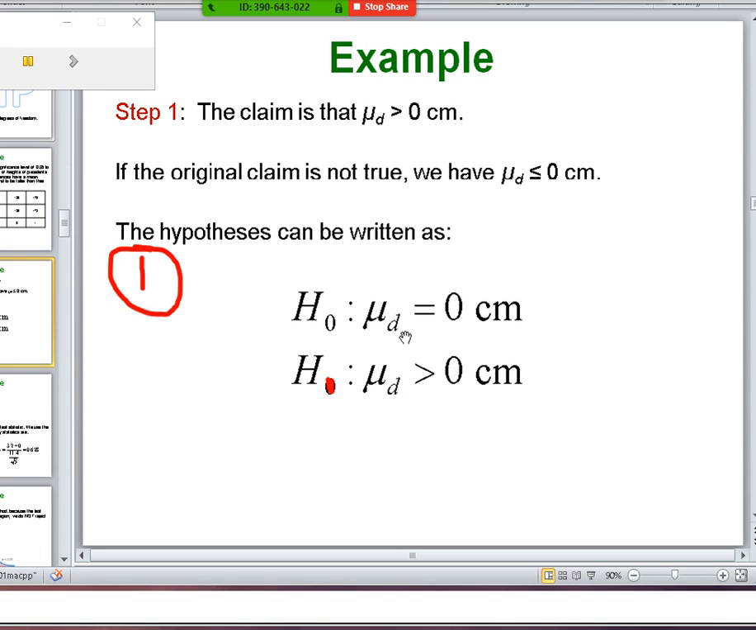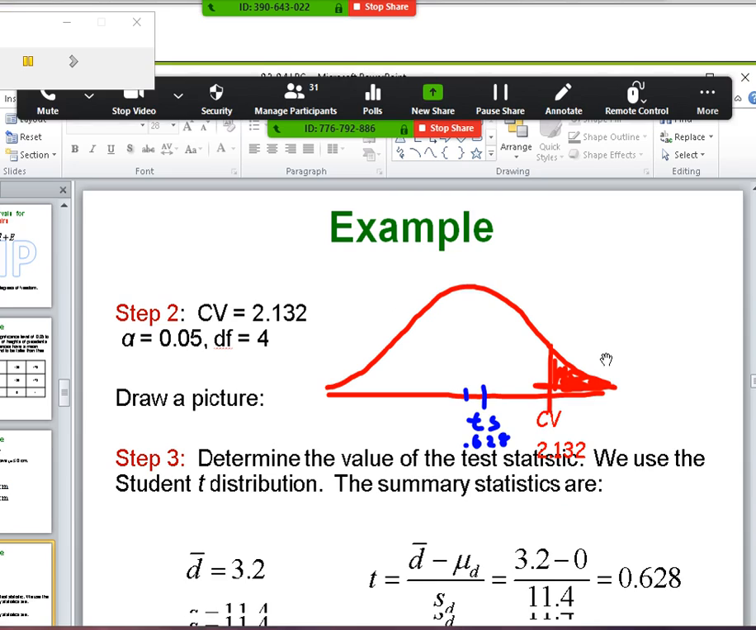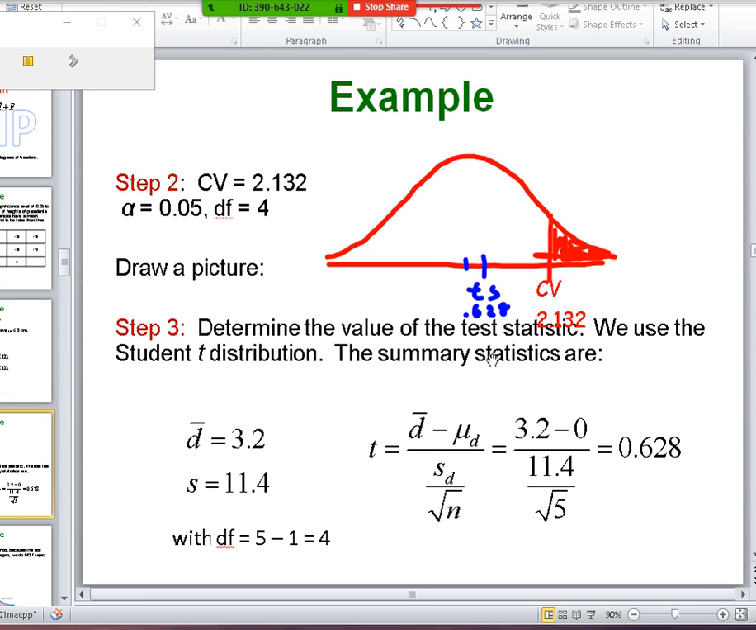So here we're saying that this difference is equal to 0, and then H1 would be that the difference is greater than 0. I think we got as far as, okay, so then did people understand this degrees of freedom part where we got degrees of freedom of 4?